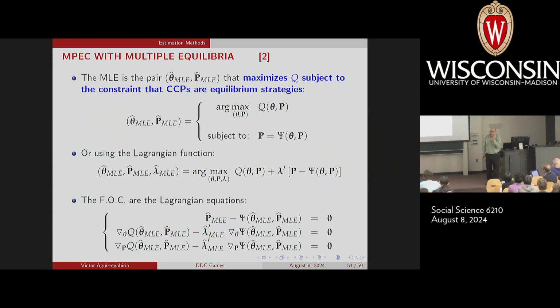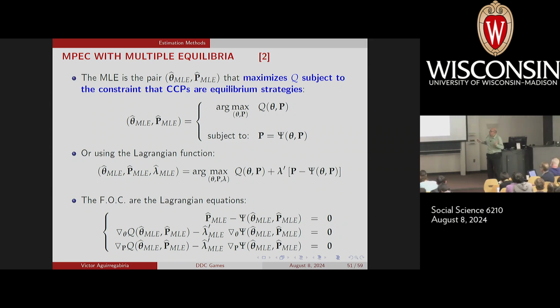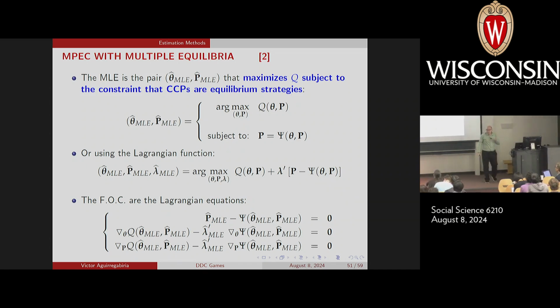Typically, if we had a unique equilibrium, we would have this equilibrium mapping, solve it, obtain the vector of choice probabilities p of theta, and plug it into q theta p, and then we would have a likelihood function that depends only on theta. We cannot do this because, given theta, there are multiple p's that solve this system of equilibrium equations. That's why we maximize the pseudo-likelihood function under constraints.